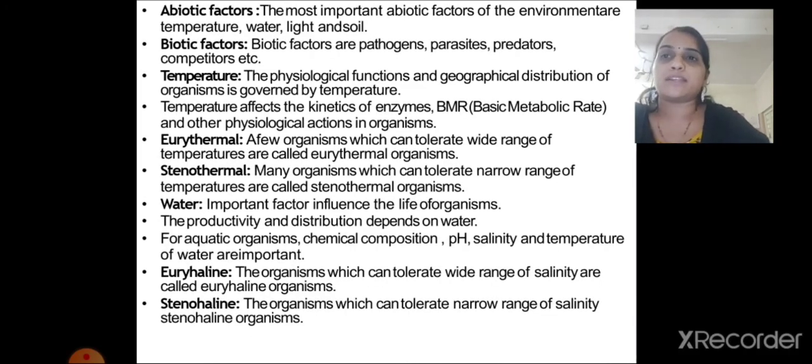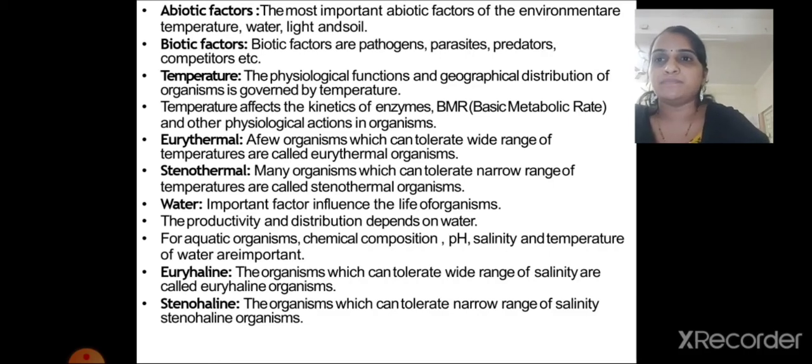Next point is abiotic factors. Basically, in the environment or in the world, there are biotic as well as abiotic factors present. The most important abiotic factors of the environment are temperature, water, light and soil. The biotic factors are the pathogens, parasites, predators and competitors. So all the living organisms present in the environment are the biotic factors.